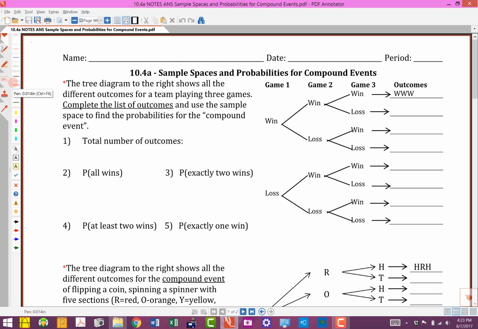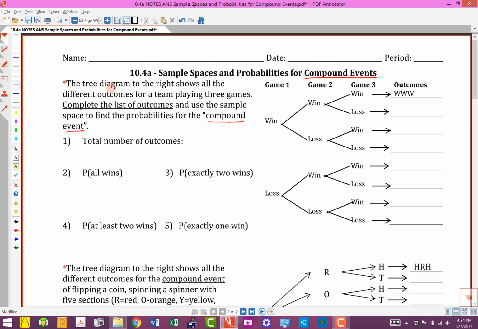Well, now in 10.4, and there aren't any notes for this, so you'll notice this is actually your assignment. We're going to go and do several problems from your assignment. What we're talking about is sample spaces and probabilities for compound events. So I'm going to underline compound events right there, and I'm also going to underline it as we go through and read the instructions. So here's what it says.